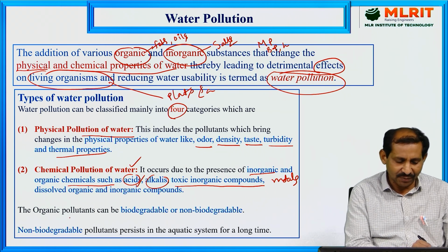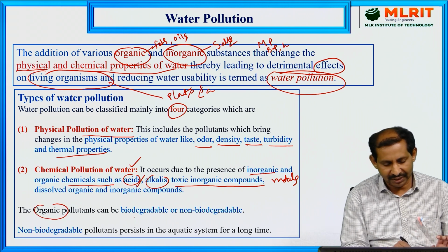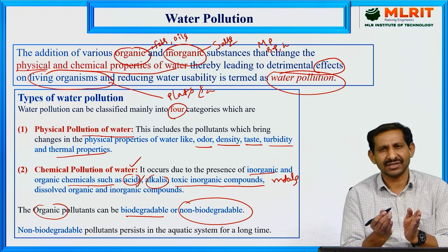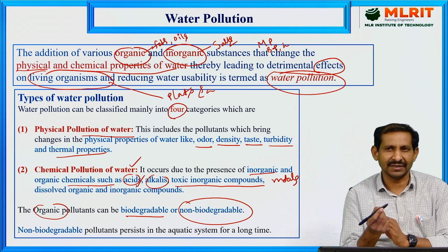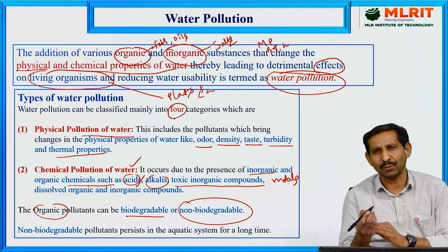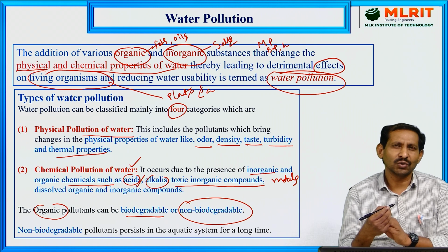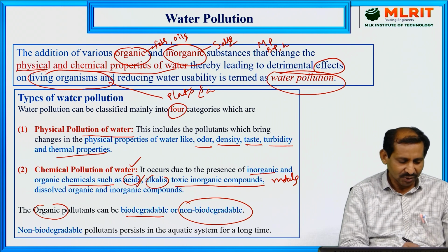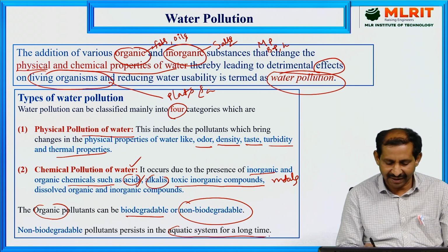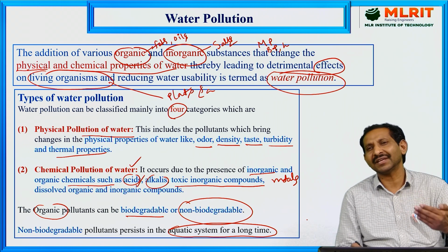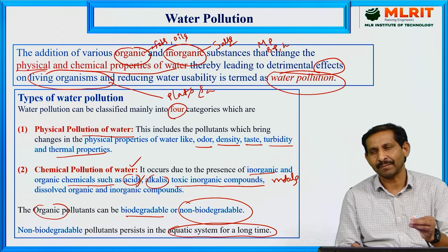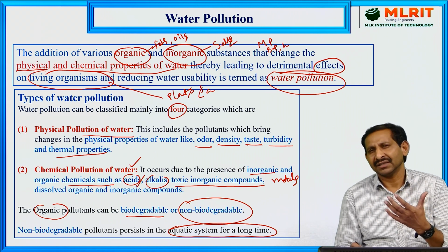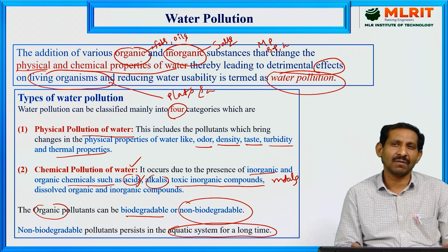Now, these organic pollutants can be biodegradable or non-biodegradable. Biodegradable means they are easily degraded or decomposed under some conditions, for example in the presence of oxygen. Some organic compounds are not easily decomposed, so they are not biodegradable in water. Non-biodegradable pollutants majorly affect the aquatic system and long-term life. For example, if non-biodegradable organic matter is present in the water, it affects the aquatic system, such as fishes, algae and fungi.